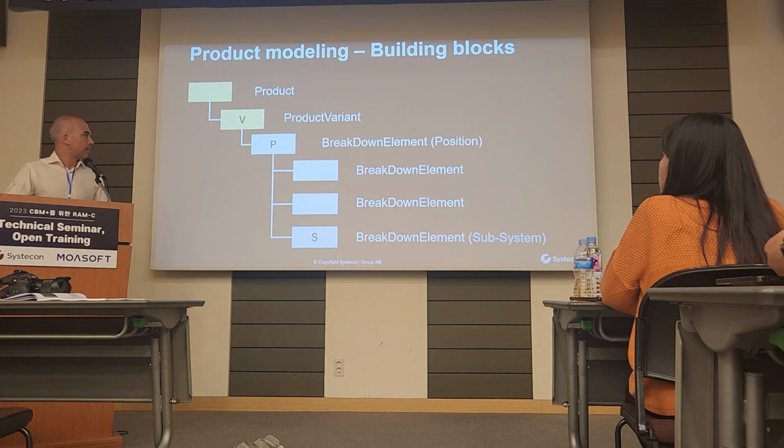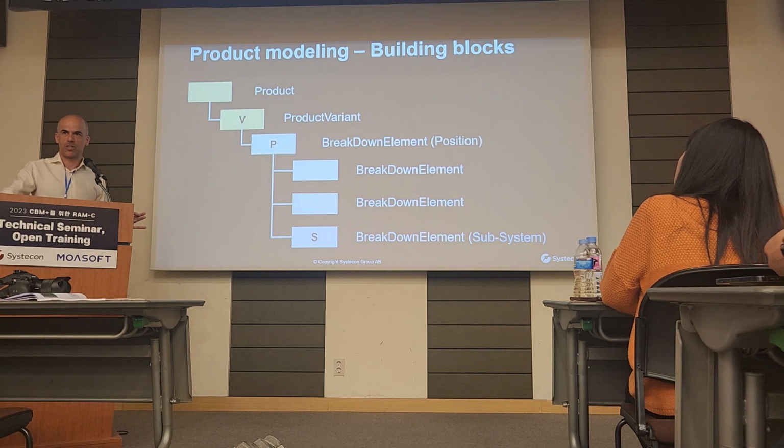A product variant is further broken down into breakdown elements. And breakdown elements, you could call them positions or hardware or subsystems. They are placeholders or representatives for functions and items in the model.